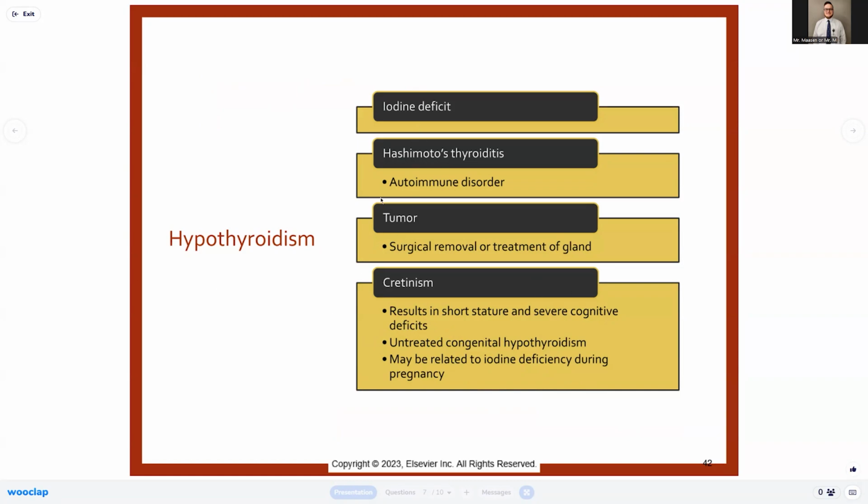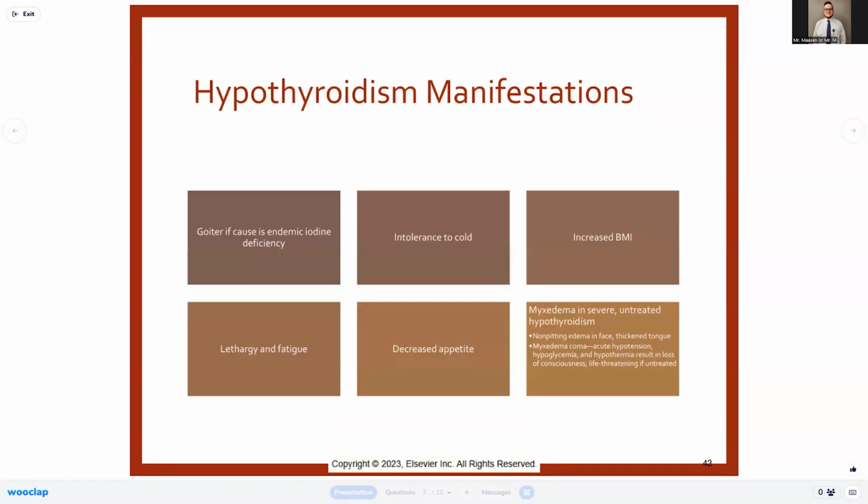Thyroid disorders like Hashimoto's thyroiditis and general hypothyroidism typically develop in women. General hypothyroidism that has an idiopathic etiology, with no real known cause, usually develops in older women. Manifestations with hypothyroidism could include a goiter, because the thyroid is working so hard, especially if I'm iodine deficient. The thyroid might bulge. Usually intolerance to cold, weight gain, lethargy, extreme fatigue, decreased appetite.